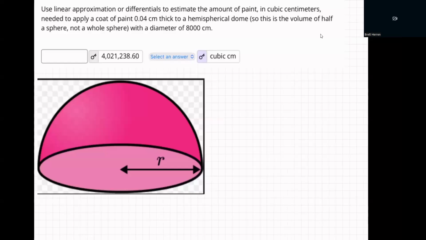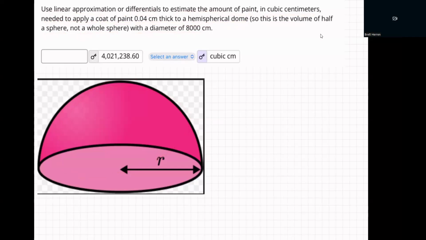Welcome to an example in which we're going to use linear approximation or differentials to estimate the amount of paint in cubic centimeters needed to apply a coat of paint 0.04 centimeters thick to a hemispherical dome. That is, this is the volume of half a sphere, as you see down here, half a sphere, not a whole sphere, with a diameter of 8,000 centimeters.